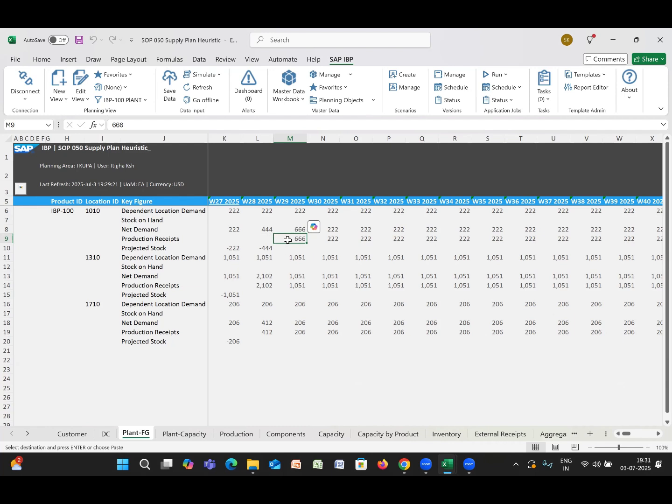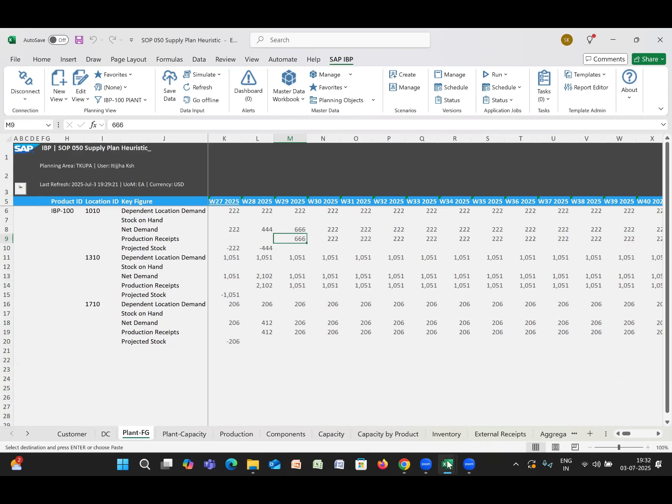So now this 666 quantity is being produced in week 29. When we produce this product, IBP 100, we know that there are two machines, 1010 assembly and 1010 pack. Those two machines will be used to produce this product. So this quantity is going to utilize the capacity of those two machines. And how much capacity will it utilize? So one quantity of this product requires 1 hour, one unit of time that we have.